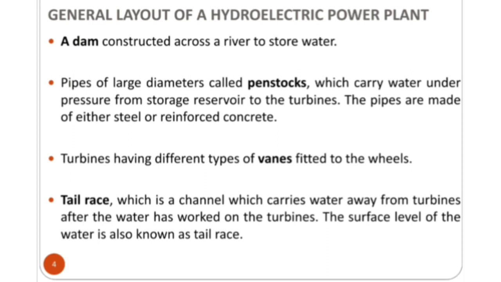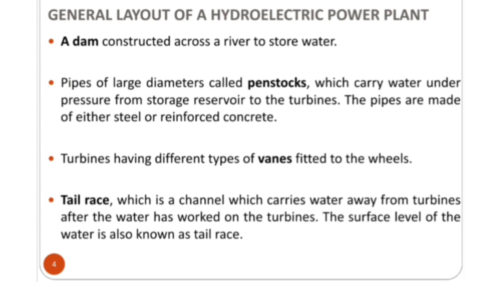So this will carry water under high pressure from the storage reservoir to the turbines. So these pipes are made up of either steel or reinforced concrete. So then this water under pressure will strike the vane. So next part will be the vanes, which are fitted to the wheels of the turbine. So what happens after striking the vanes, the wheel of the turbine or the runner of the turbine will start to rotate and work will be done.